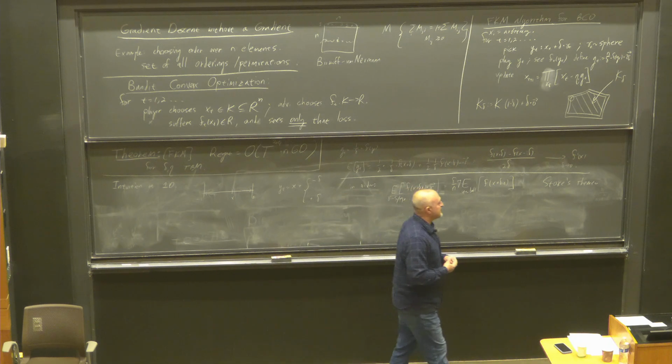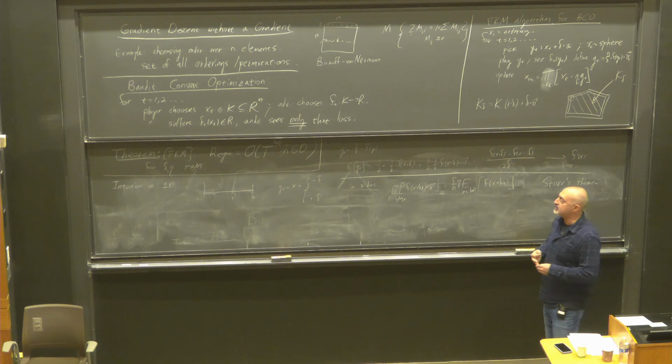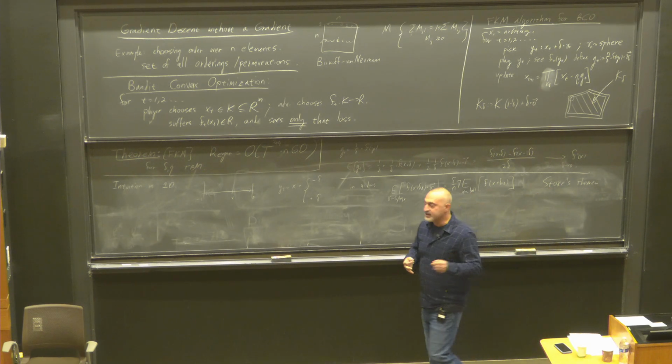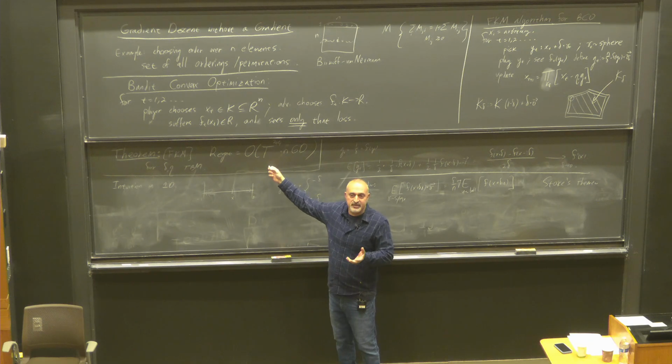Where was I? Yeah, the question Bogdan had is about variance. And the reason I guess you're asking is because the regret bound here, t to the 3/4, is not tight, or at least doesn't appear to be tight.